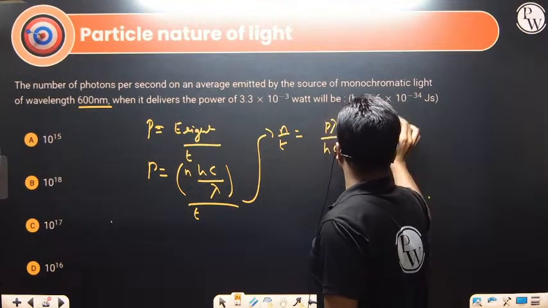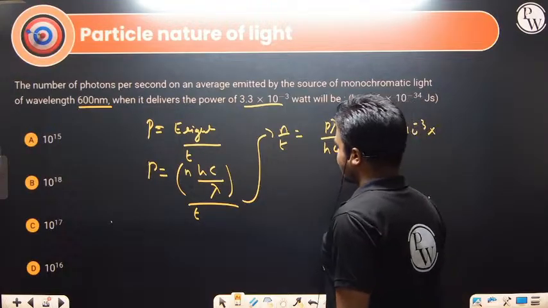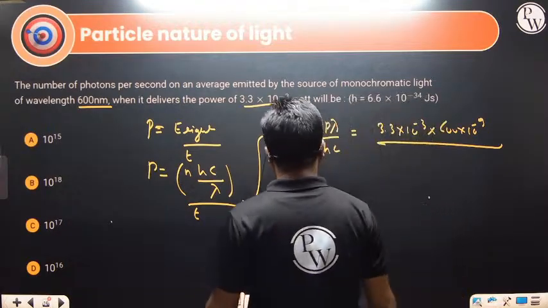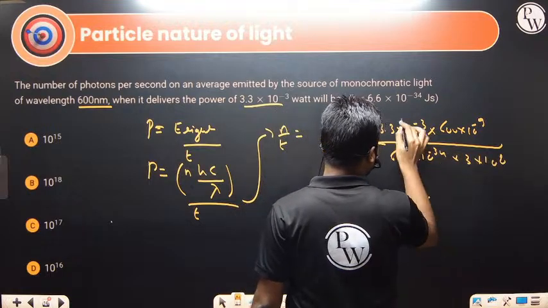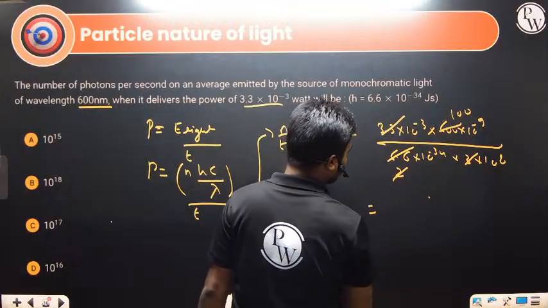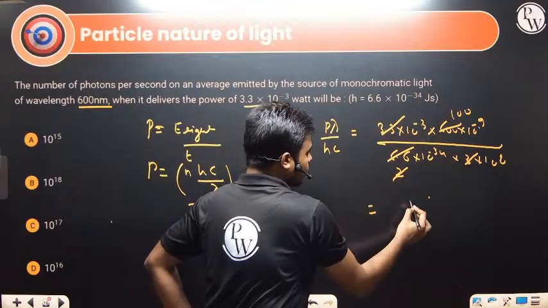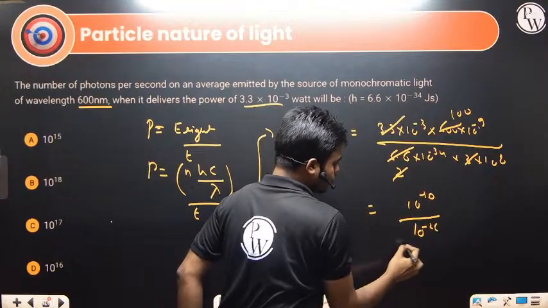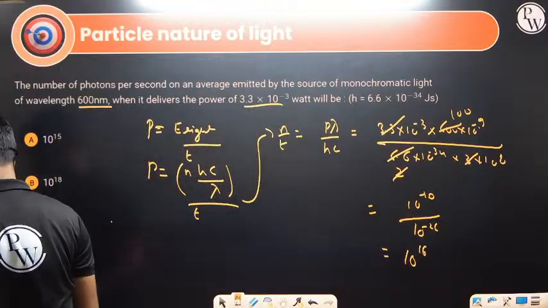From here I can write n by t = P lambda divided by hc. Put the values. P is 3.3 into 10 to the power minus 3, into lambda. Lambda is 600 nanometers, so 600 into 10 to the power minus 9, divided by h value 6.6 into 10 to the power minus 34, into c value 3 into 10 to the power 8. Everything is 10 to the power something. Calculating this, 10 to the power minus 10 divided by 10 to the power minus 26 gives 10 to the power 16. So the answer is 10 to the power 16 photons per second.